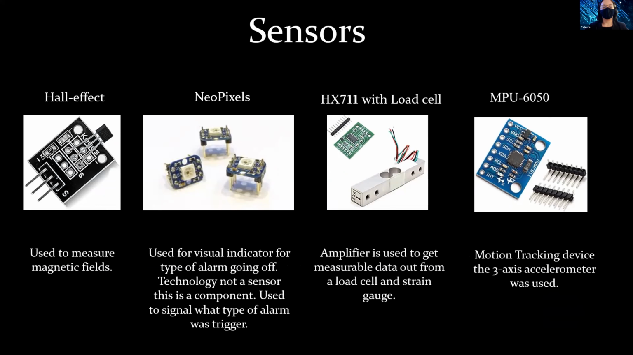And the next sensor that I used is the HX711 with the load cell. It's basically a weight in the back seat so you can sense if a baby's been left in the car. And I also used the MPU 6050. This is a really cool sensor. It has a lot of different capabilities, but I used the 3-axis accelerometer.